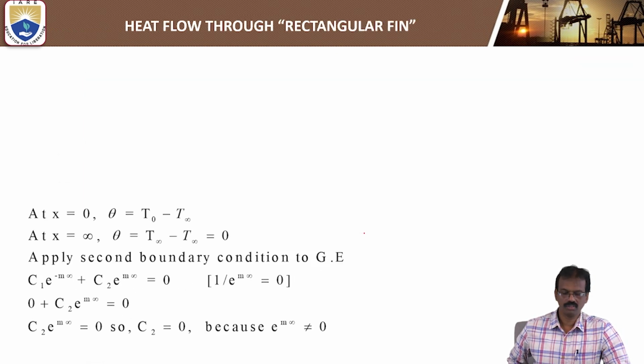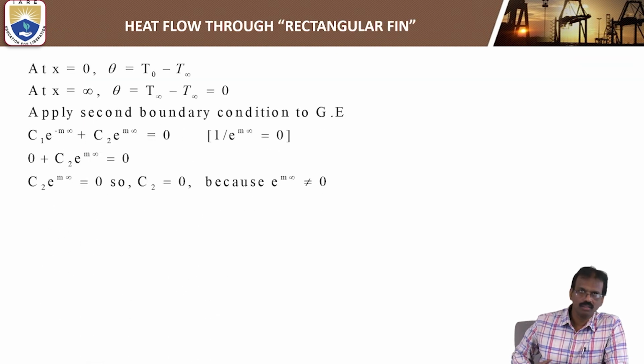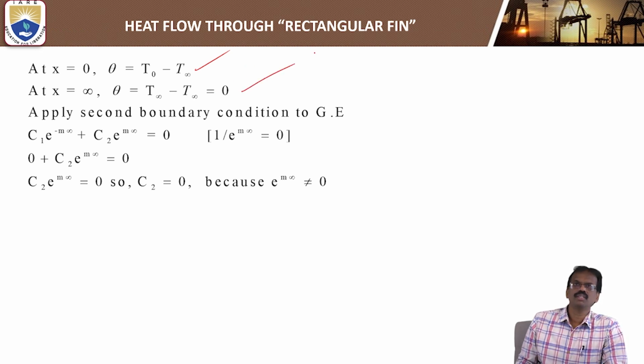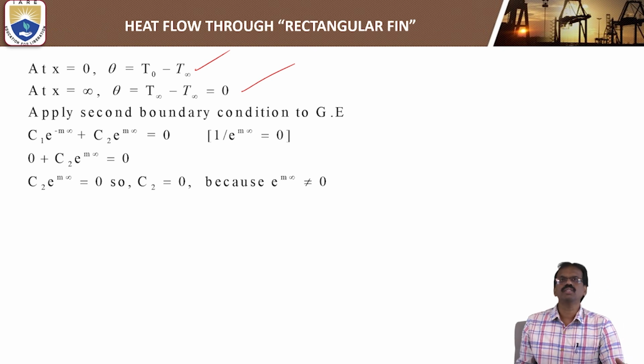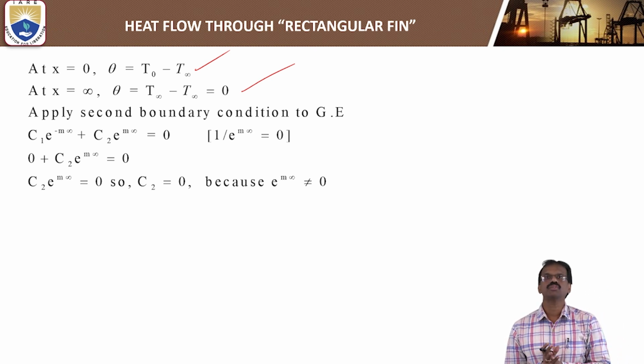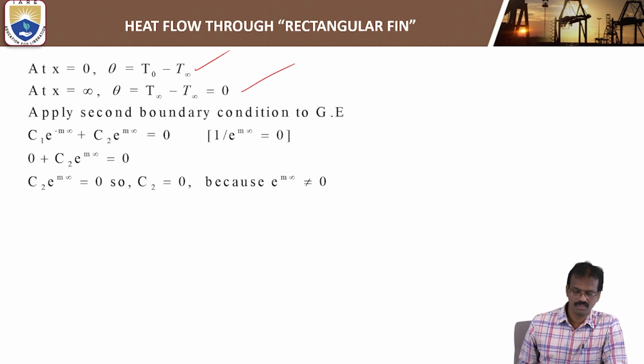Same formulas, derive this one. Apply the first boundary condition in the general equation and apply the second boundary condition in the general equation. Then we'll get the C1 and C2 values. These two C1 and C2 values should be substituted in the general equation. Then we'll get the final temperature equation for that small elemental area.